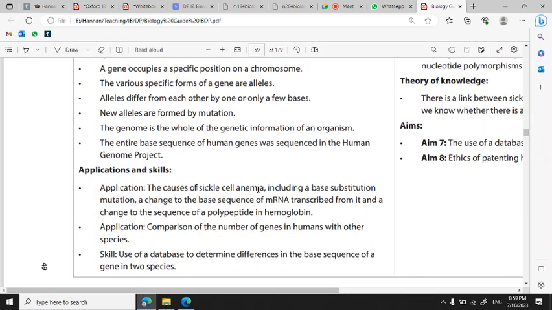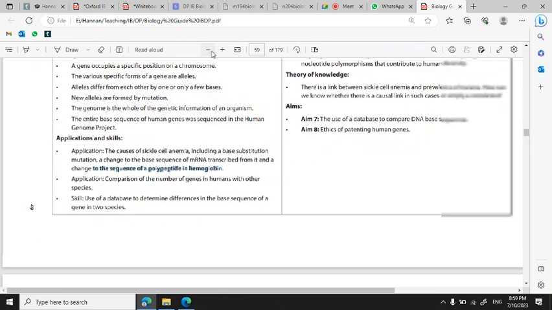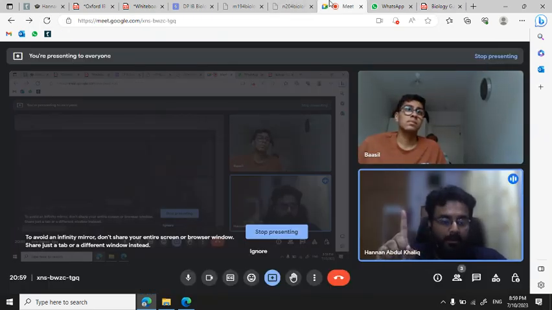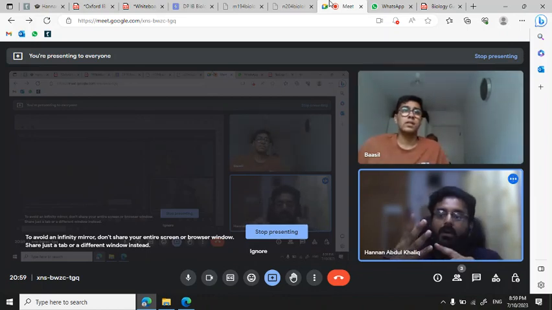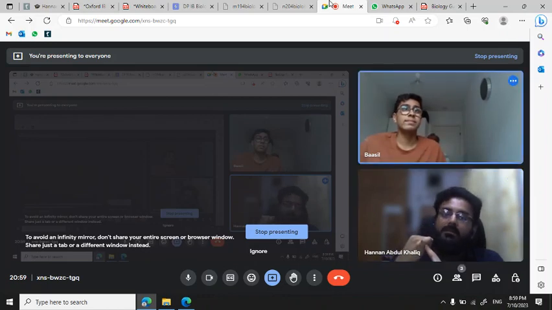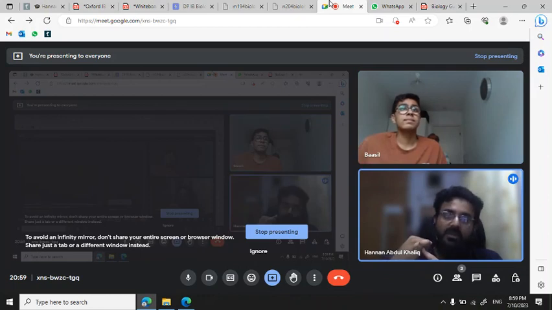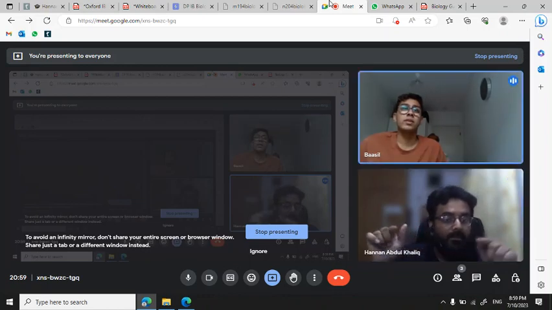Let me read this sentence for you. The causes of sickle cell anemia, including a base substitution mutation, a change to the base sequence of messenger RNA transcribed from it, and a change to the sequence of polypeptide in hemoglobin. Now, what are we supposed to do? We are supposed to know, number one, what is the change in the base sequence? How is one base or one genetic code changed into another? Instead of glutamic acid, what amino acid? Valine. The valine would be adjusted over there. What would be the effect of valine? It is hydrophobic, so it would form insoluble fibrous strands.